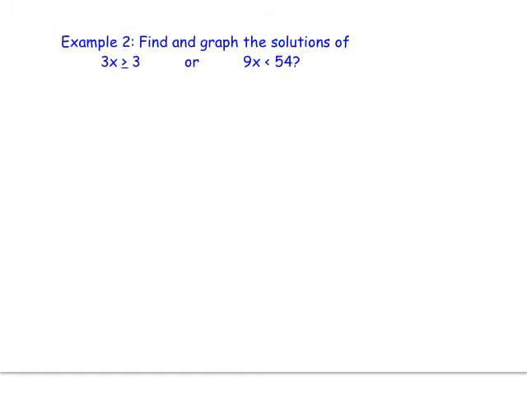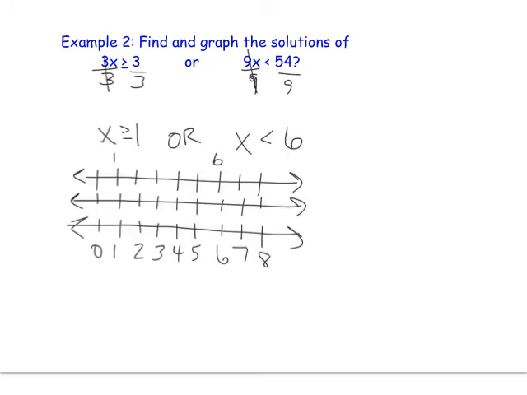Okay, here's our second example. Let's pause the video, go ahead and solve both of these on your own, and then we'll take a look at the graph. Okay, so when we solve these, we just have to divide each one of them. We get x is greater than or equal to 1, or x is less than 6. So on the first number line, we'll graph x is greater than or equal to 1.